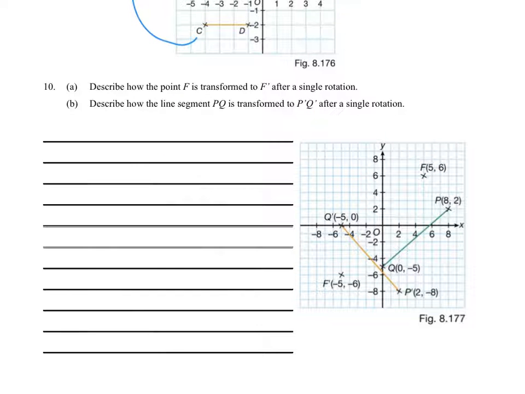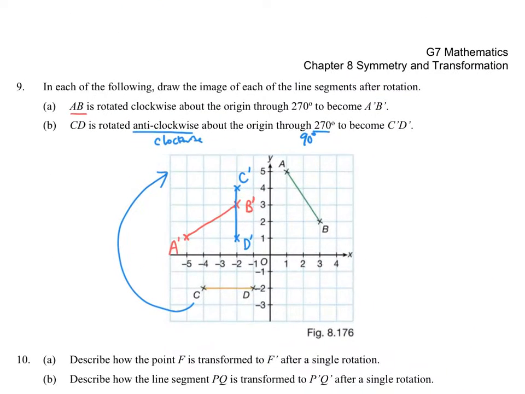Look at number 10. This is a question that requires you to write some words, describe in words. How do you describe a rotation? So you may refer to something like this. Usually, there are 3 descriptors. It means clockwise or anti-clockwise. It is the first one. About the origin, of course. Through how many degree? Okay, so usually you have 90, 180, or 270. Okay, so this is all you need to describe a rotation.